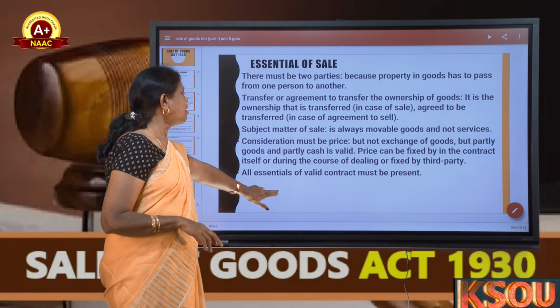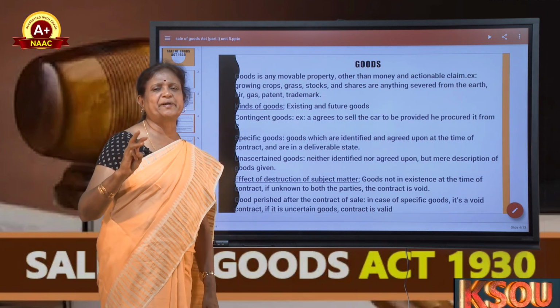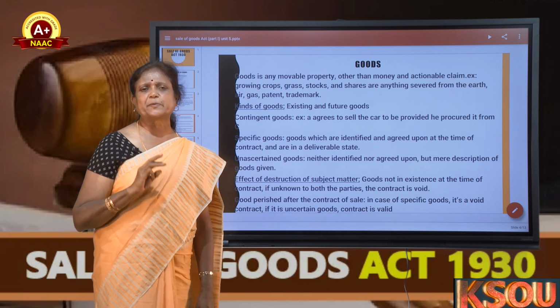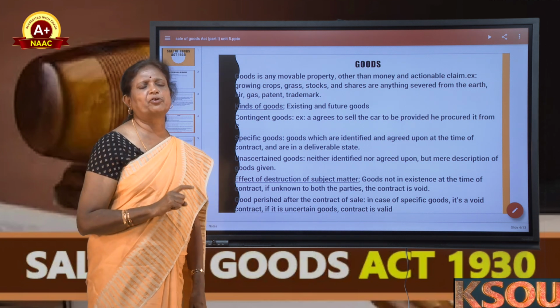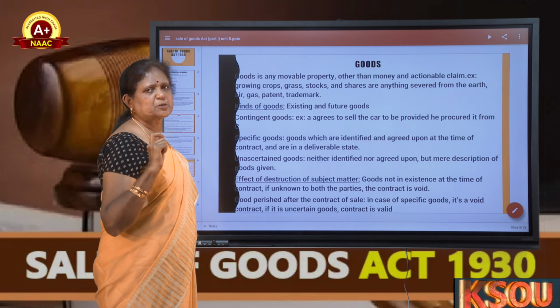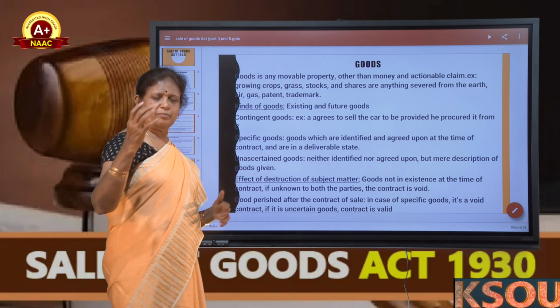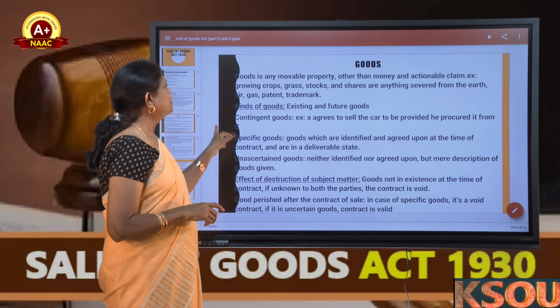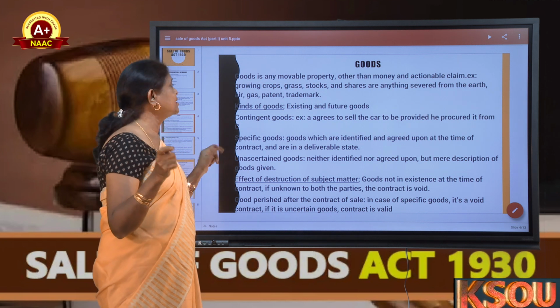And lastly, all the essential elements of a valid contract. That means competency. Both seller and the buyer must be competent to contract, consideration must be lawful, object must be lawful, and then free consent must be obtained. In case of sale, similarly, according to the definition, property in goods must be transferred from one person to another person.